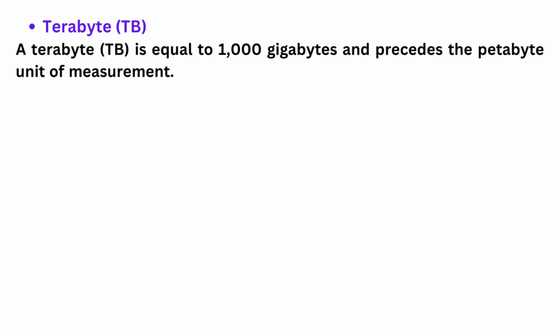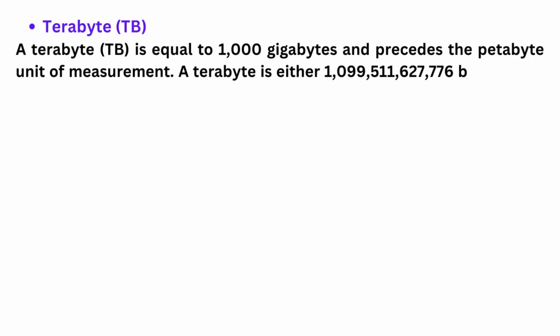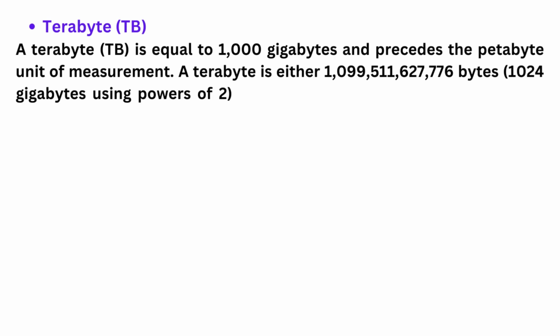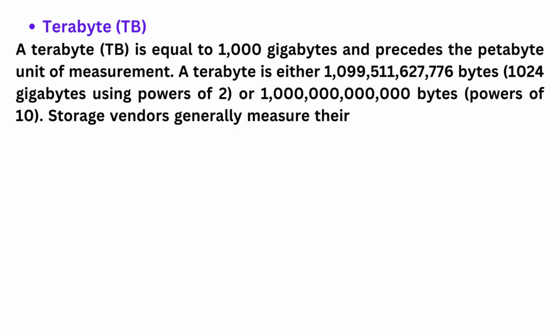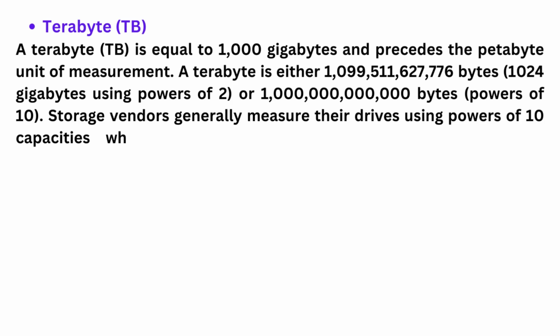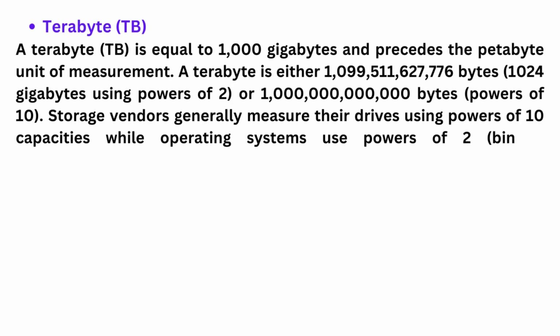Terabyte, TB. A terabyte is equal to 1000 gigabytes and precedes the petabyte unit of measurement. A terabyte is either 1,099,511,627,776 bytes, 1024 gigabytes using powers of 2, or 1,000,000,000,000 bytes, powers of 10. Storage vendors generally measure their drives using powers of 10 capacities while operating systems use powers of 2, binary, measurements.